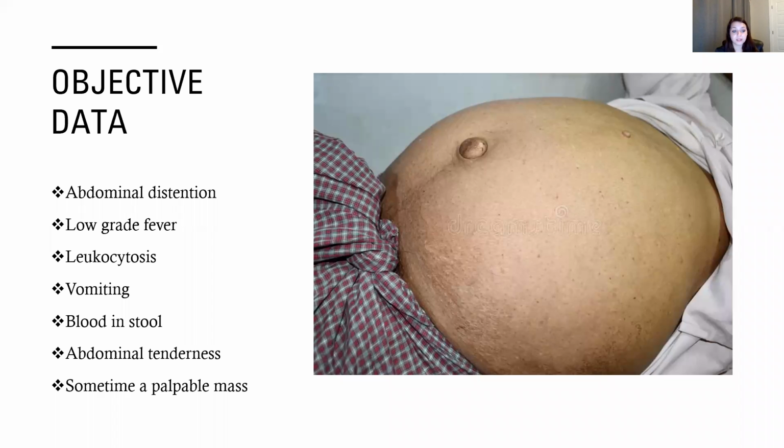So some objective data would be abdominal distension, kind of like this guy's belly in this picture. You can see that it just looks very hard. They could have a low-grade fever. They'll have leukocytosis. They could be vomiting. They could have blood in the stool, which if it's in that sigmoid colon, then it could be a brighter red because it's more fresh. And they could have abdominal tenderness, and they can sometimes have a palpable mass. So that pouch could get so big that we might be able to feel it.